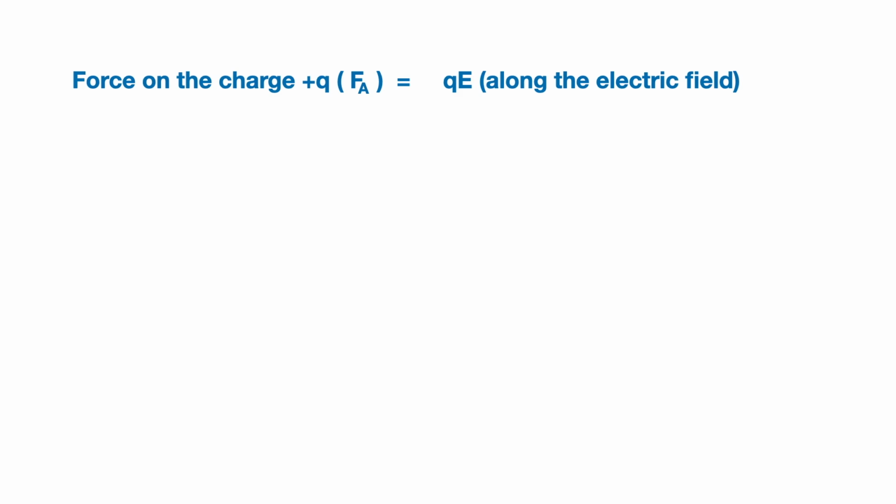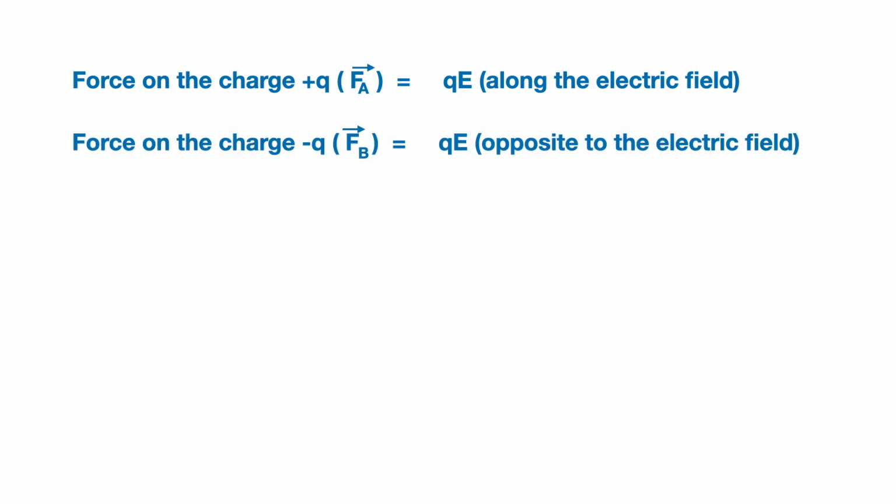Now since there are two charges, plus q and minus q, in the dipole, some force will act on the plus q charge. If we denote it by Fa, that will have a value of qE, where q is the charge and E is the electric field. And we know that on the positive charge, the force always acts along the electric field. Similarly, the force on the charge minus q, if we denote it by Fb, will again be equal to qE, but the direction of this force will be opposite to the electric field.